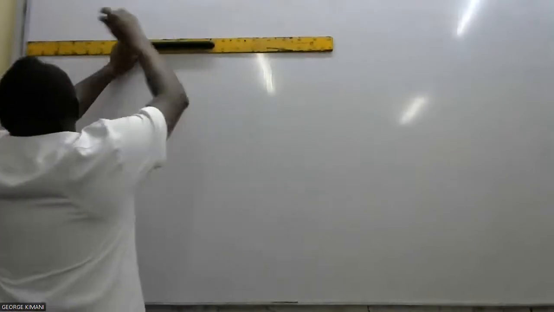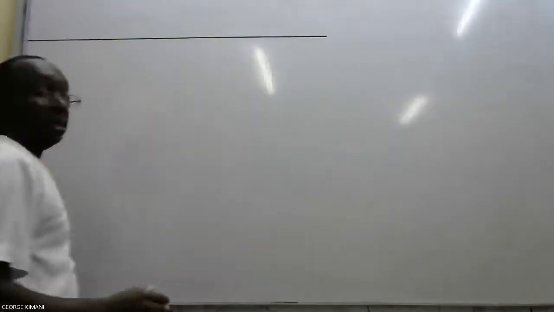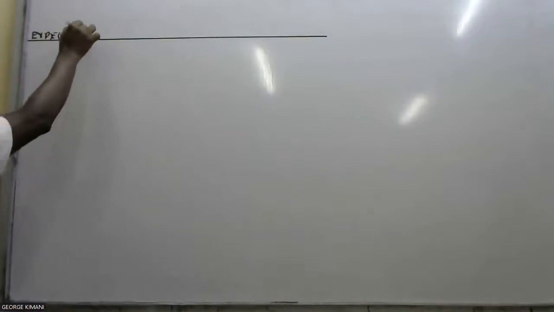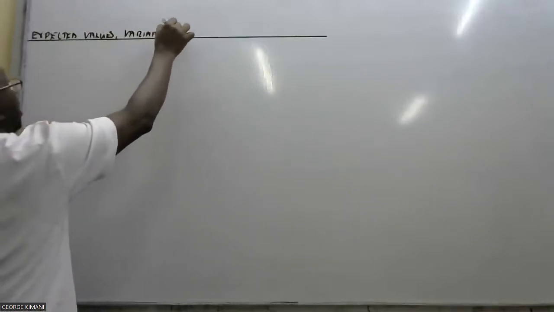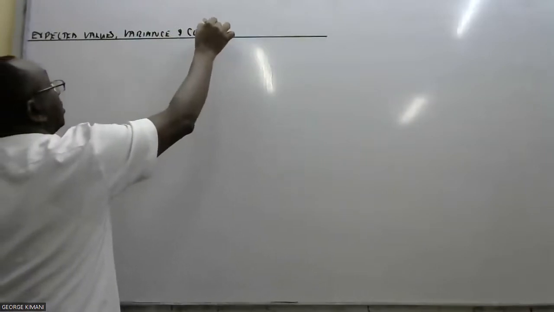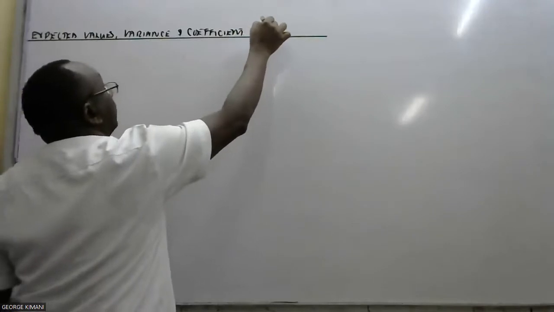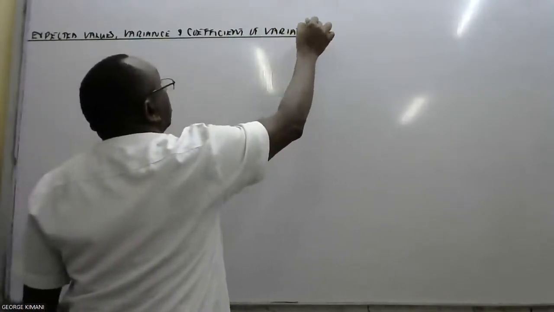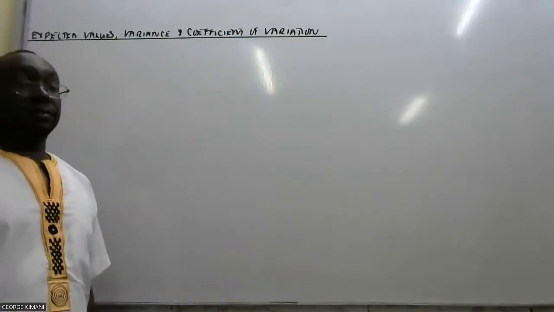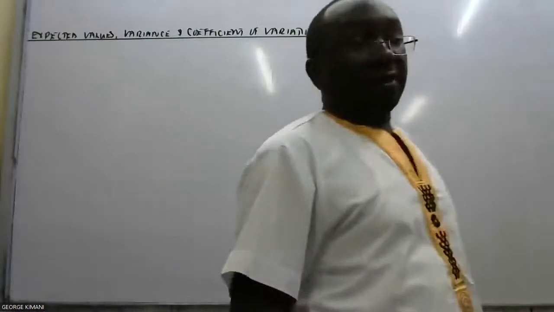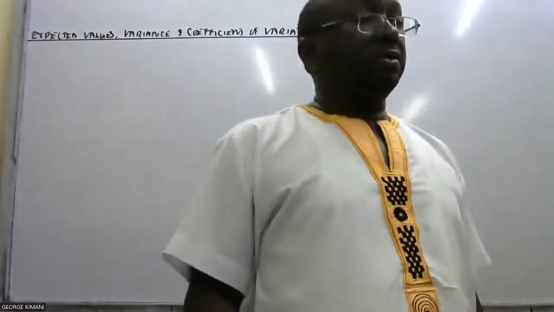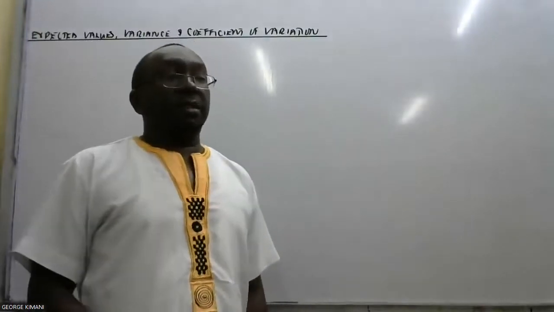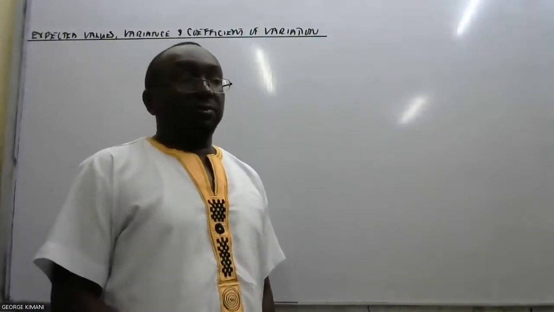The next thing that we need to look at is about the expected values, variance and coefficients of variation. Now here our focus will be on continuous data, and therefore question 12 you shall do on your own. It is part of this descriptive statistics. We came across those things, so I don't need to repeat that.